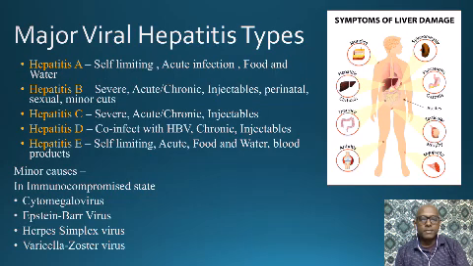The major viral types, as I said, are hepatitis A, B, C, D, and E, which we will be briefly discussing today. Other minor causes include cytomegalovirus, Epstein-Barr virus, herpes simplex virus, and varicella zoster virus, which are seen in immunocompromised states. The symptoms of liver damage are also responsible for other manifestations like jaundice, splenomegaly, pancreatitis, gastritis, diarrhea, testicular atrophy, arthritis, and myopathy.